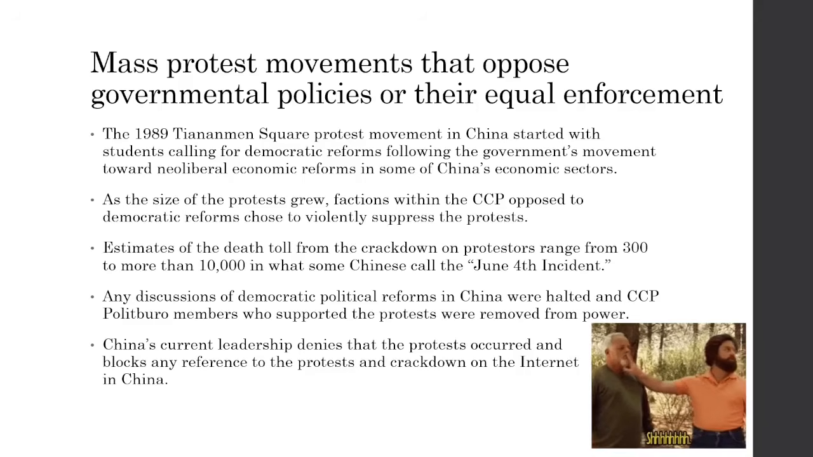Here we go. China's current leadership denies that the protests even occurred. They say, no, this didn't happen. Fake news. And there was also a crackdown on the internet in China after this. So if you live in China, you cannot find anything on the internet that relates to this event, the June 4th incident, this 1989 Tiananmen Square protest. So yeah.